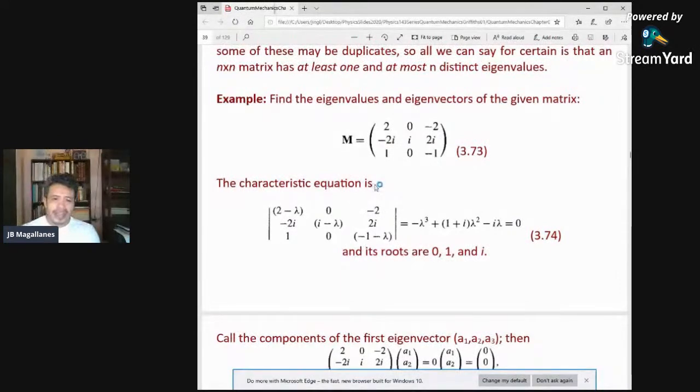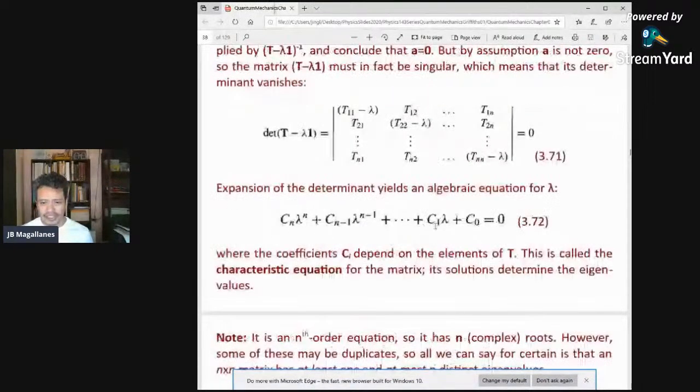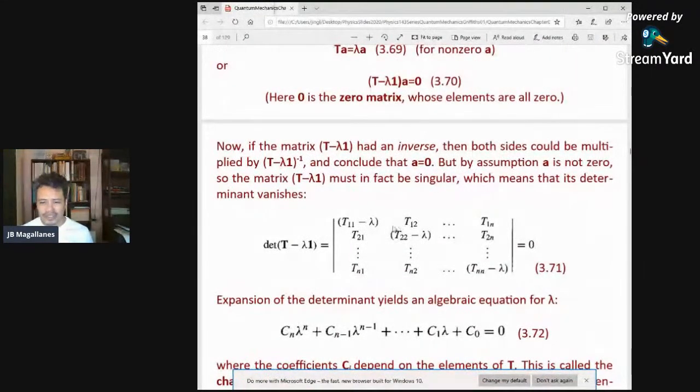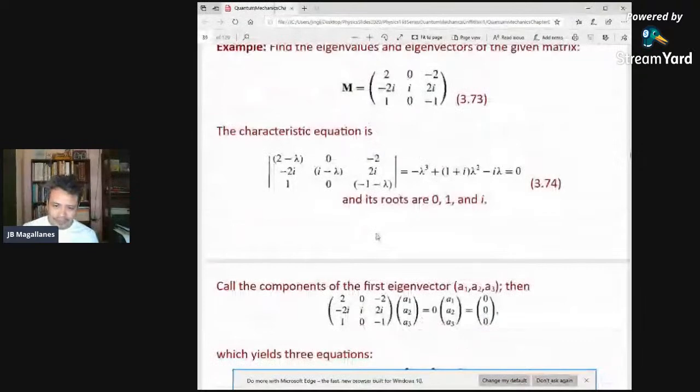The characteristic equation here is given by this matrix, where you have to subtract the lambda. The lambda actually signifies your eigenvalues. This is the n-dimensional extension of that, but we're only dealing with 3 dimensions in the example. So all you have to do is subtract lambda in the diagonals of this matrix. You subtract lambda in 2, subtract lambda in i, and subtract lambda in negative 1.